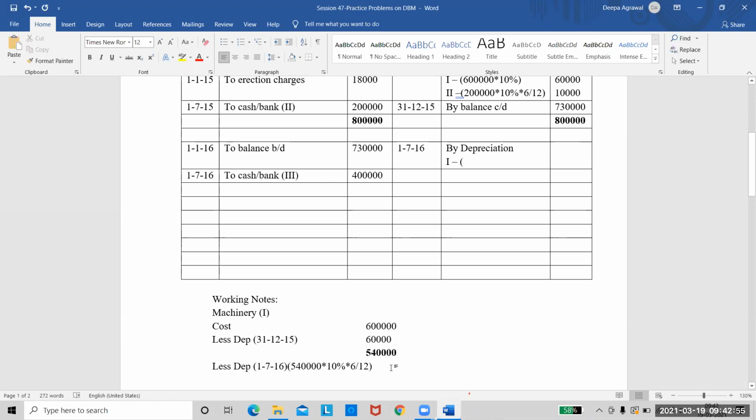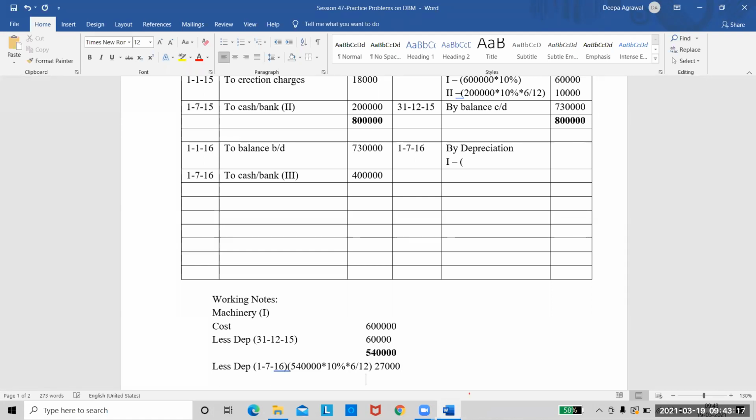So how much is the depreciation? Tell me. 5,40,000 into 10% would be 54,000. 54,000 into 6% into 6/12. That would be how much? 27,000, right? So 27,000 should be my second year's depreciation.